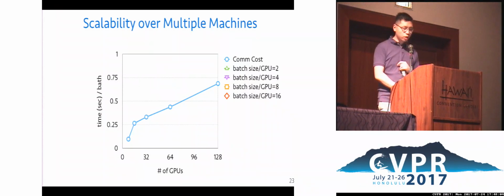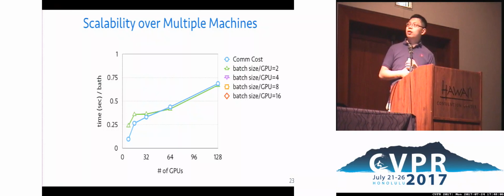Then what I'm going to show is the total cost for using a batch size per GPU equal to 2. You can see that the leftmost triangle point is the purely computational overhead. You don't have synchronizations. But then you increase the number of GPUs, you see that the communication costs dominate the computations. Now the total cost is dominated by communications.